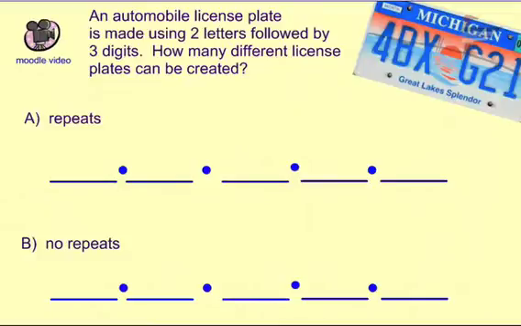We're using two letters, so we need a letter in the first two spots, followed by 3 digits, so I'm just going to put a little number sign. These are going to be numbers. And we can repeat letters. So first we would say how many possible letters could go into our first spot, and hopefully we'll remember there are 26 letters in the alphabet.